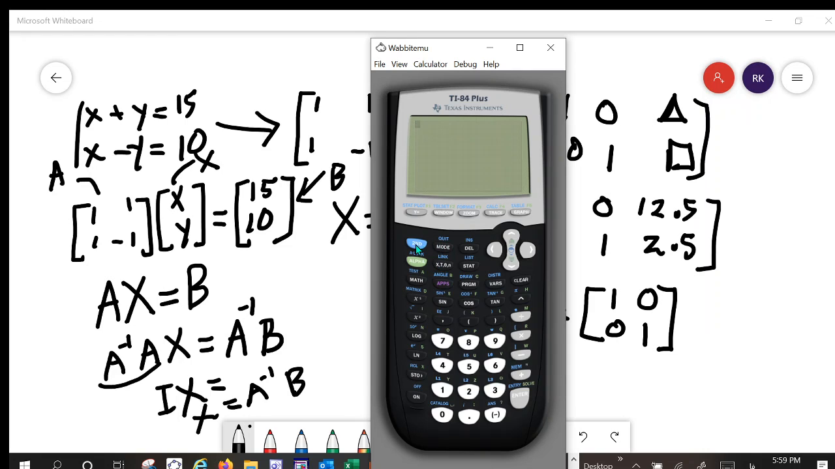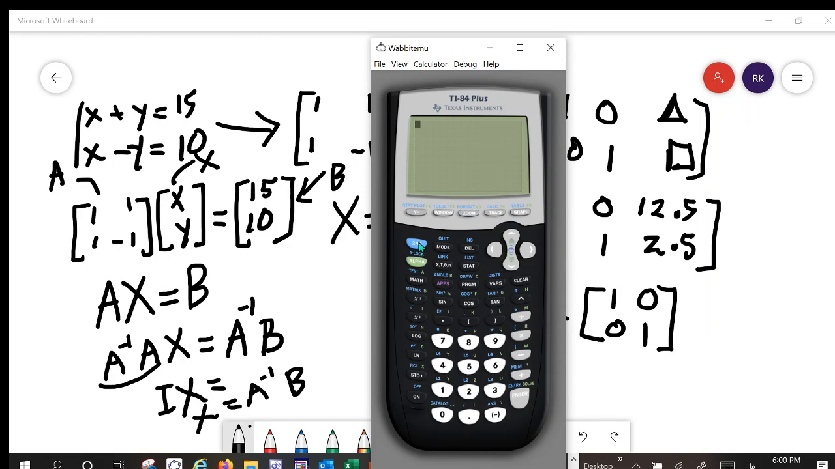I'm also going to make matrix B like the matrix that I want. The matrix has to be 2 by 1, right? So what do I want it to be? 15 and 10. So put 15, then enter, and put 10. If we take A inverse and multiply it by B, we would get the answer for this system.